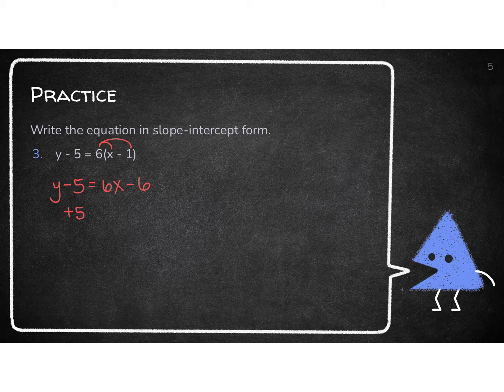What we do to one side, we have to do to the other. So I'm going to have y equals. Now this 5 over here that I'm adding, I have to make sure I add it to the thing that does not have an x. So I'm going to have 6x, and then I have negative 6 plus 5 is going to give me negative 1. The y is alone. I'm in slope-intercept form, so I'm good to go.